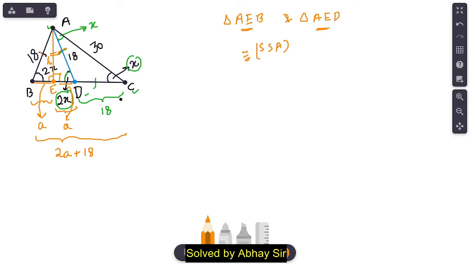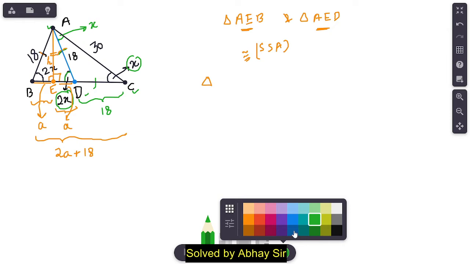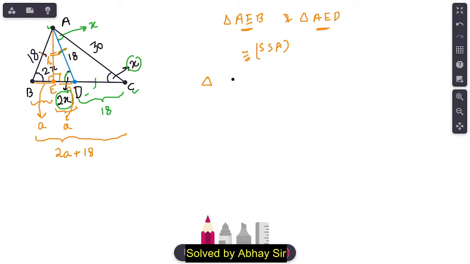Now let's take triangle AEC. In triangle AEC, can we apply the Pythagoras theorem? Yes, we can. You will very easily get 30 squared is equal to h squared plus (a plus 18) squared. I hope this is clear from the figure itself, that a plus 18 is the length of EC.